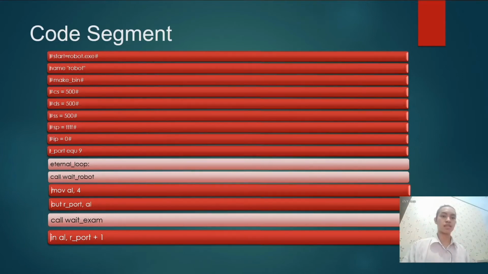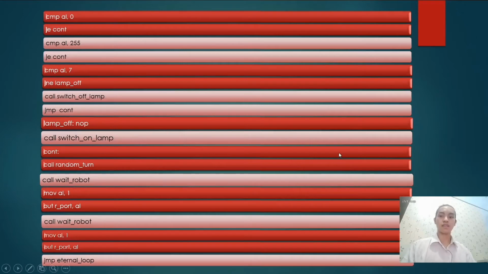Okay, the next slide. If nothing is found, JA count; if they found something, yes, continue. And CMP AL, 255 checks if there is a wall, JE count. If yes, continue. CMP AL, 7 checks if it is a switched-on lamp, and JNE lamp off: if there is no lamp, skip. If yes, switch it off and turn. Call switch off lamp.